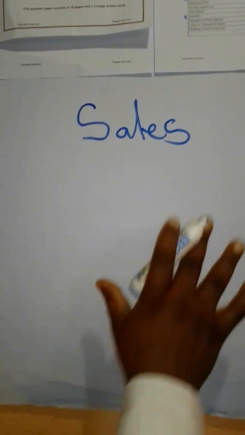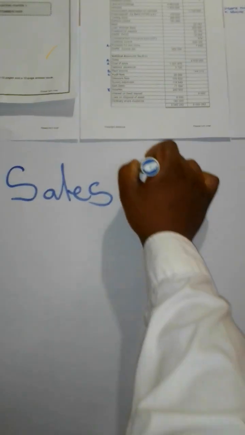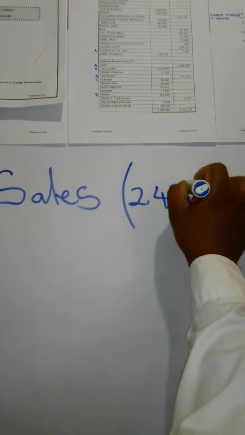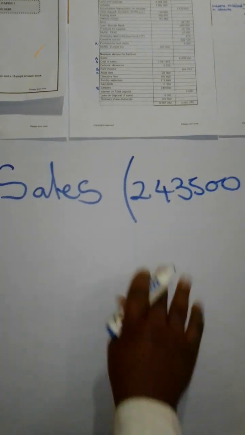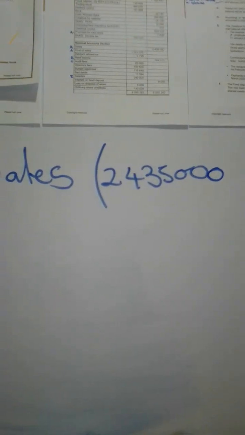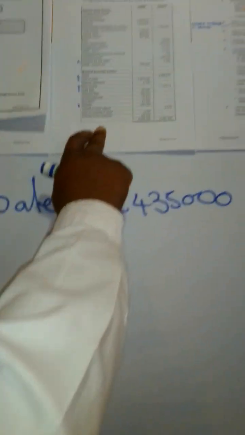As we do the income statement, the first thing that we start with are our sales. So looking at the question paper, under the nominal account section of the pre-adjustment trial balance, we've got the amount for sales, which is 2,435,000.